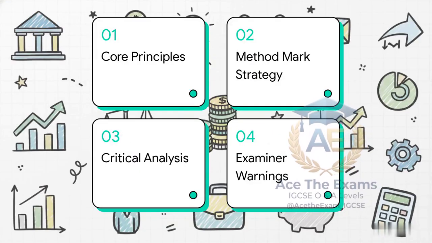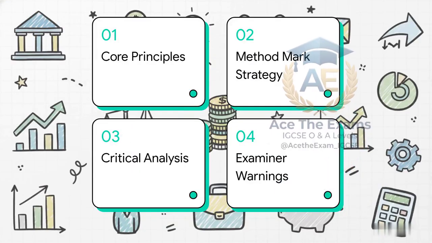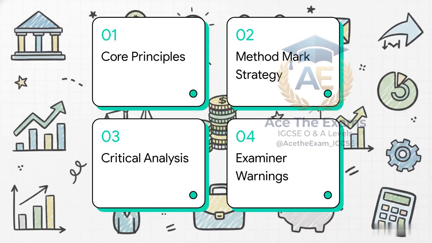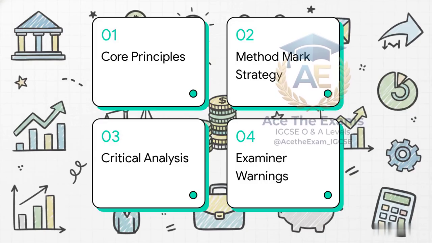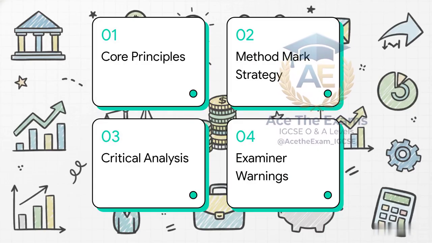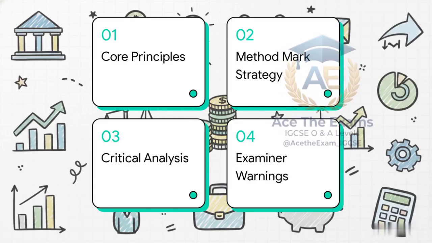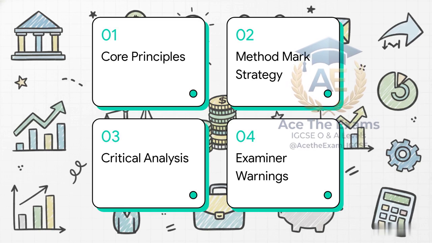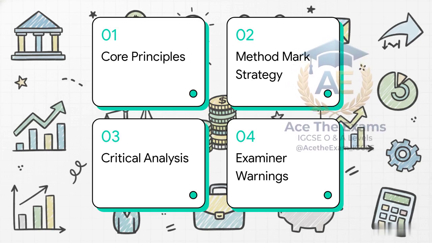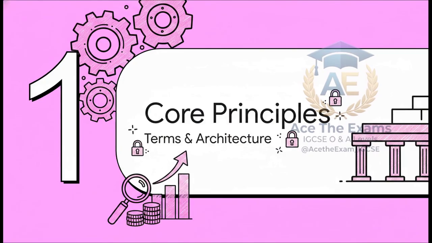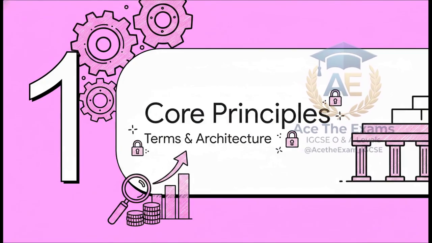So, here is our rigorous roadmap for today's session. We are going to start with Section 1, Core Principles and Terminology. Then, we're going to dive deep into Section 2, the Method Mark Strategy. After that, we'll tackle Section 3, Critical Analysis and Evaluation, which is where the real magic happens. And finally, we will wrap up with Section 4, Examiner Warnings. Let's transition right into our first section, Core Principles and Terminology.